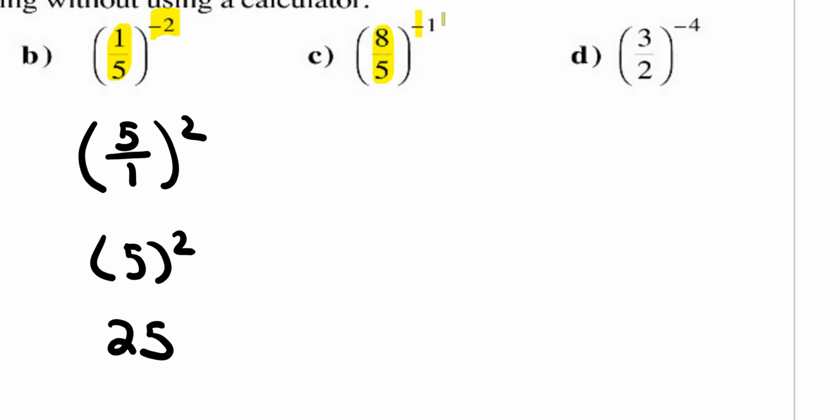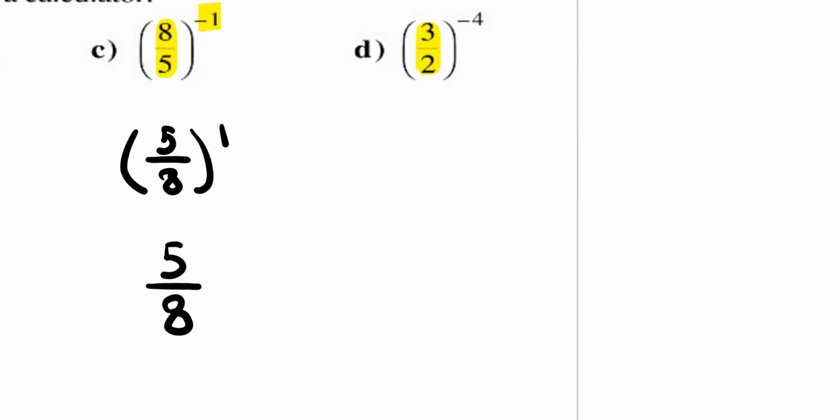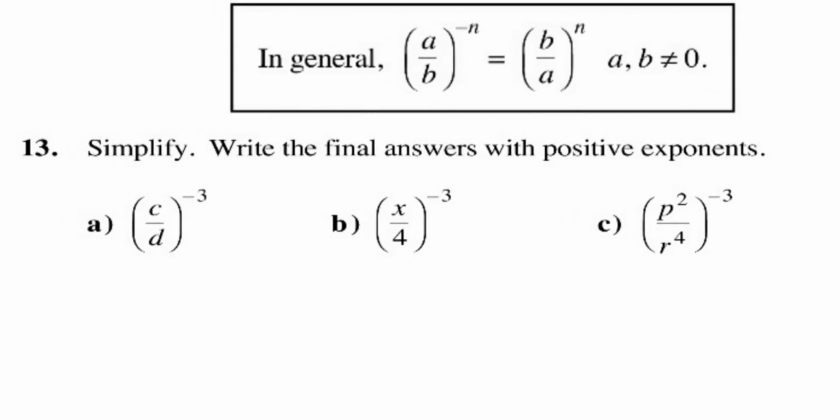Once again, I have a fraction to a negative power, so we just flip the fraction as 5 over 8 to the power of 1, and 5 to the power 8 over 1 is just 5 over 8. Okay, so another quick one there. All right, let's flip the fraction here. This will be 2 over 3 to the power of positive 4, and now let's evaluate this. 2 to the power 4 is going to be 16, and 3 to the power 4 is going to be 81. So 3 times 3 times 3 times 3 is 81. So 16 over 81 there. Okay, that's a quick one there. Okay, let's go to number 13 now.